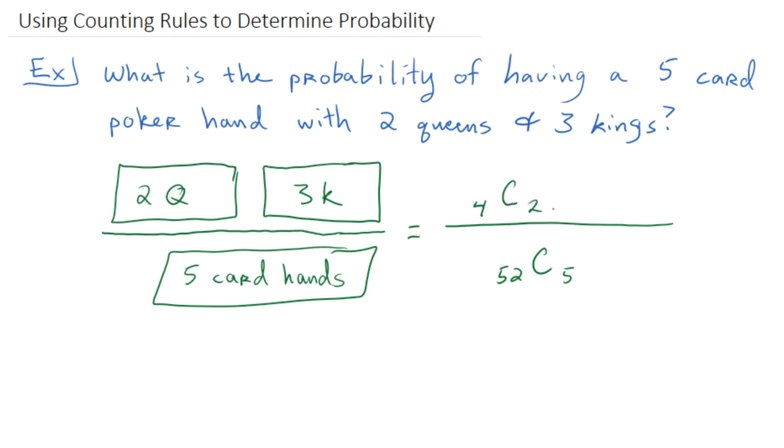I about wrote a Q for queen, but it's a C because it's a combination, because it doesn't matter what order you hold the queens in your hand. Some people organize their hands and then some people just don't. And it troubles my soul. Now, with your kings, again, we have 4 kings in a deck, but we're going to choose 3 of those. And then when we have these slots and slots problems, the way we put all of that together is by multiplying those results out.